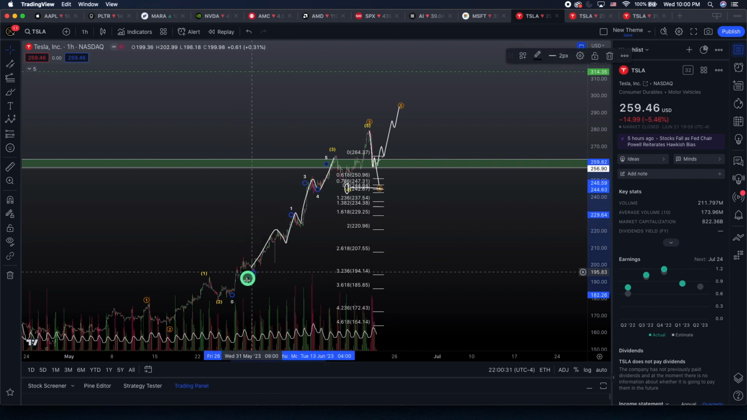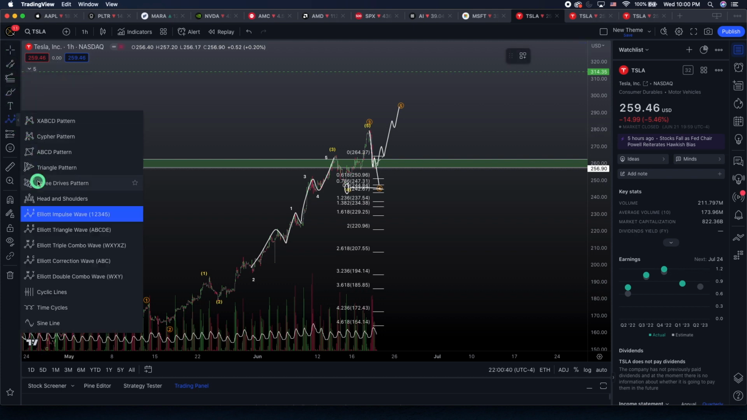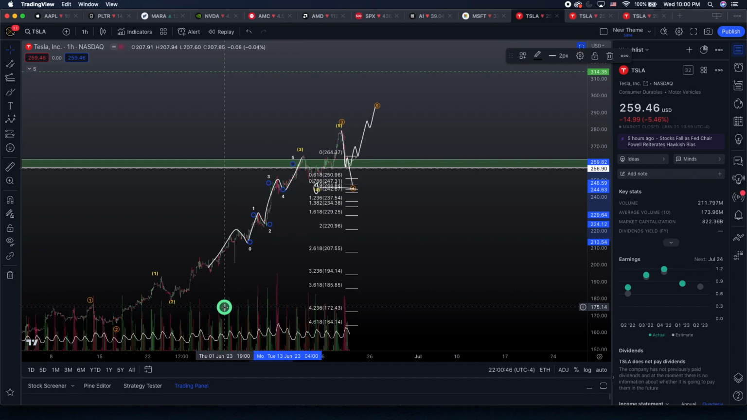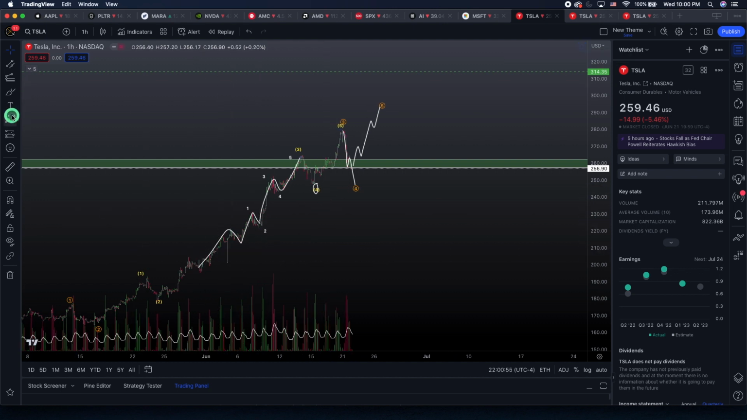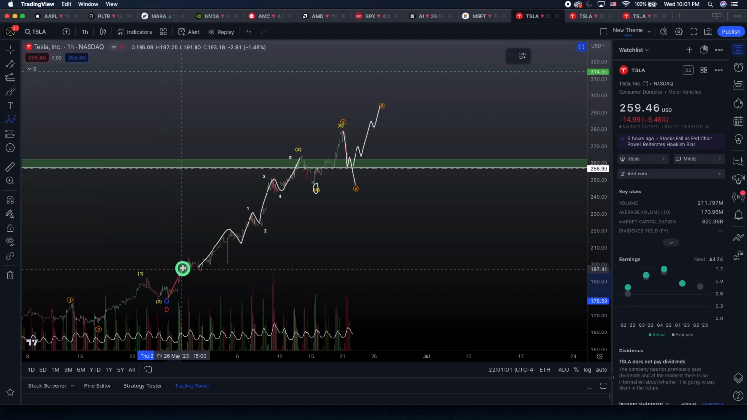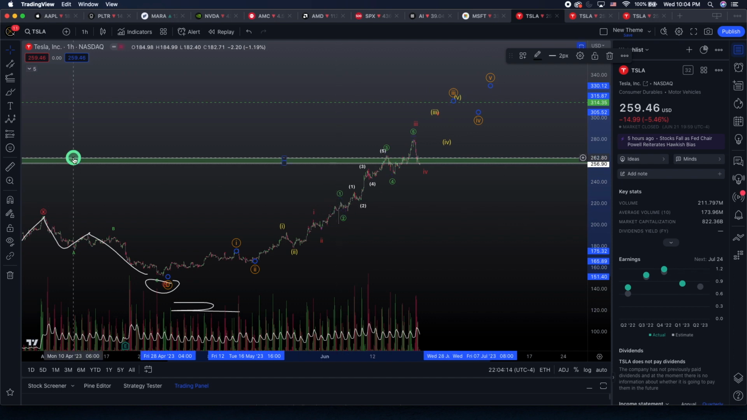I'm working this count out with you guys, and I usually refrain from doing the micro counts because you can really get lost in every zig and every zag, but sometimes it's helpful. So let's see if I have another 1, 2 here. Maybe this is 3, 4. All right guys, so I think this looks a little better.